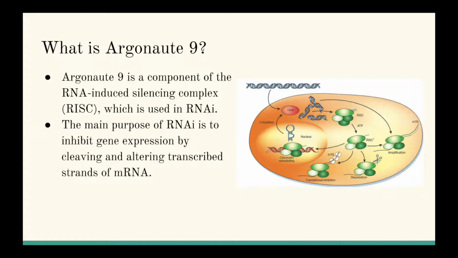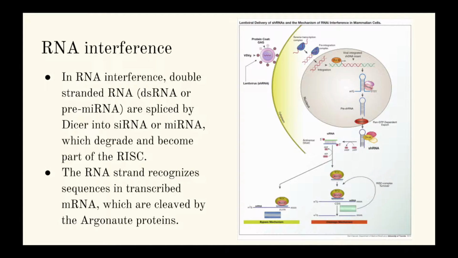Argonaute 9 is a component of the RNA-induced silencing complex, which is used in a process called RNA interference. The main purpose of RNA interference is to inhibit gene expression by cleaving and altering transcribed strands of mRNA. So in RNA interference, the first step is the cleaving of pieces of double-stranded RNA, either dsRNA or pre-miRNA, by using an enzyme called dicer. The resulting segments have a passenger strand and a guide strand. The passenger strand degrades, and then the guide strand becomes part of the RNA-induced silencing complex.